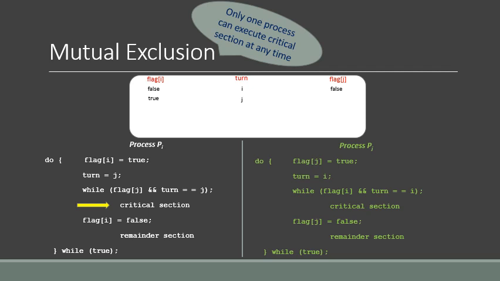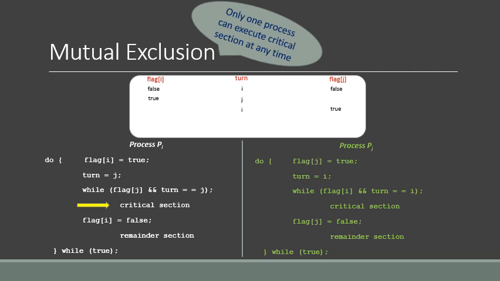Now, suppose process Pj has also expressed its wish to enter its critical section. So, it would change the flag of j to true and it would set turn to i, as you can see here.